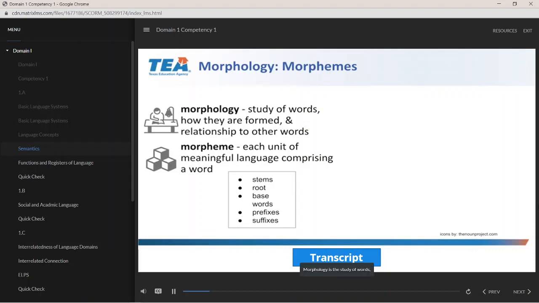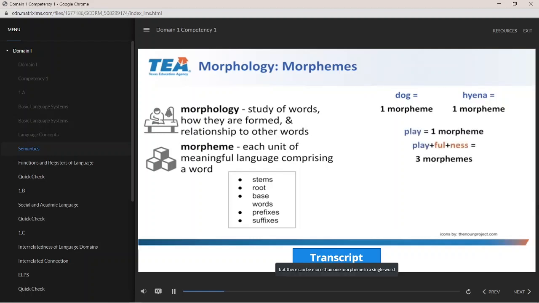Morphology is the study of words, how they are formed, and their relationship to other words in the same language. A morpheme is each unit of meaningful language that comprises a word and cannot be further divided without losing meaning. This includes stems, roots, base words, prefixes, and suffixes. A morpheme can be one syllable, like dog, or more than one syllable, like hyena. The whole word can be a single morpheme, as in play, but there can be more than one morpheme in a single word, such as in playfulness, which has three morphemes.